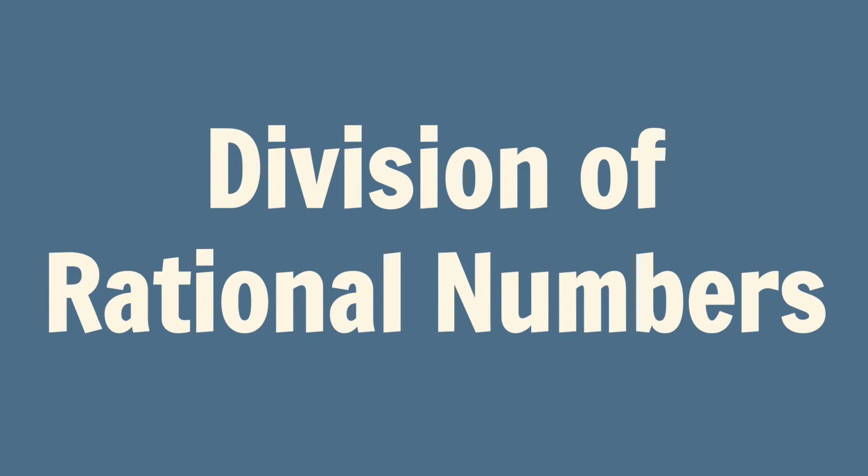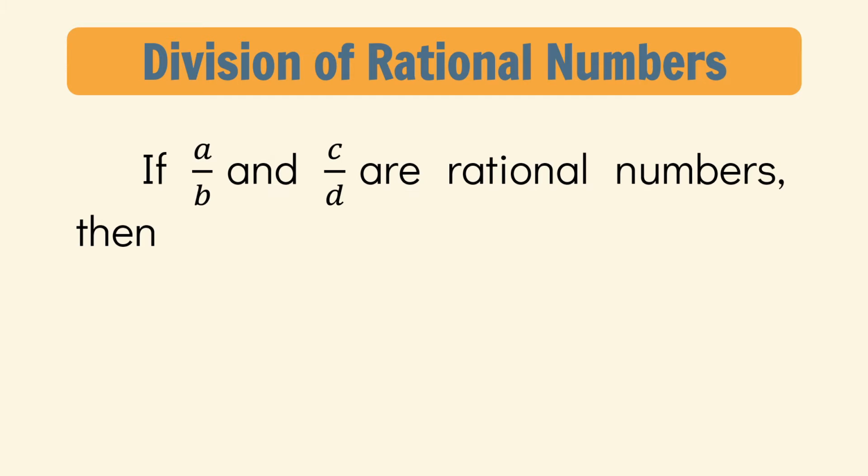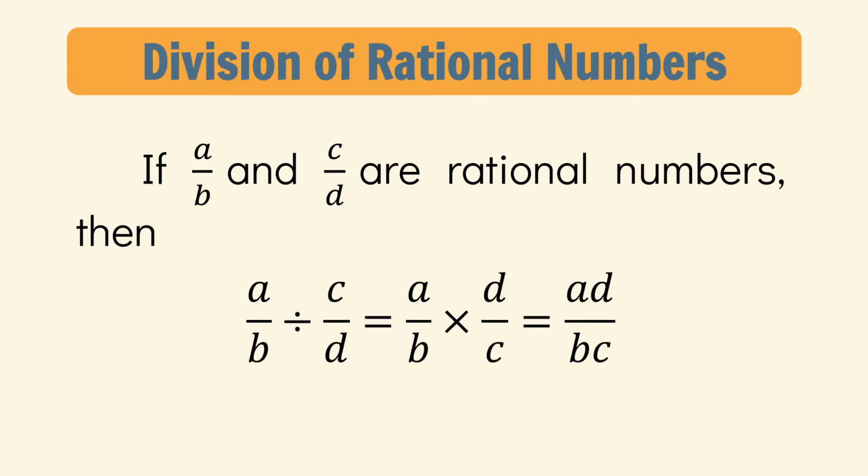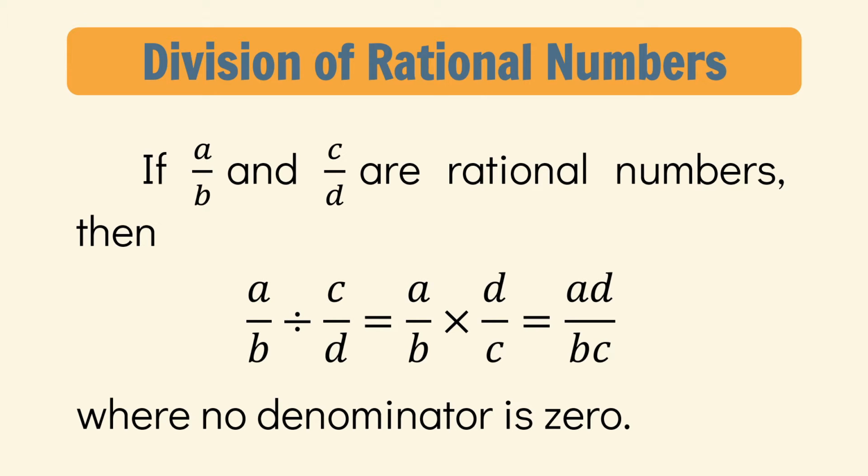Since we are done in multiplication of rational numbers, it is easy for us to know how to divide rational numbers. By definition, if a over b and c over d are rational numbers, then a over b divided by c over d equals a over b times d over c, where no denominator is 0. So my question is, why is it not possible to have a denominator of 0?